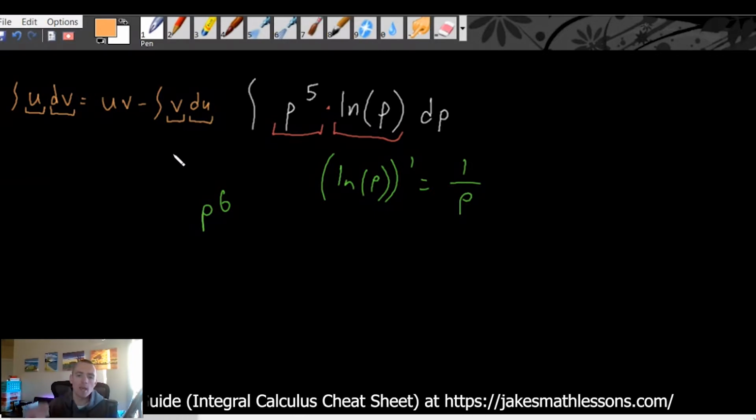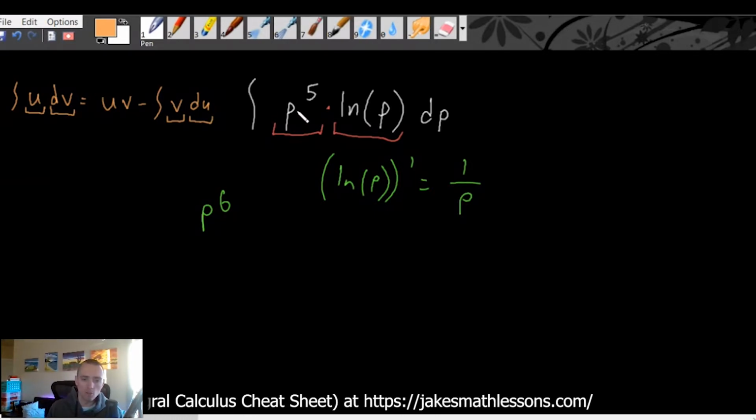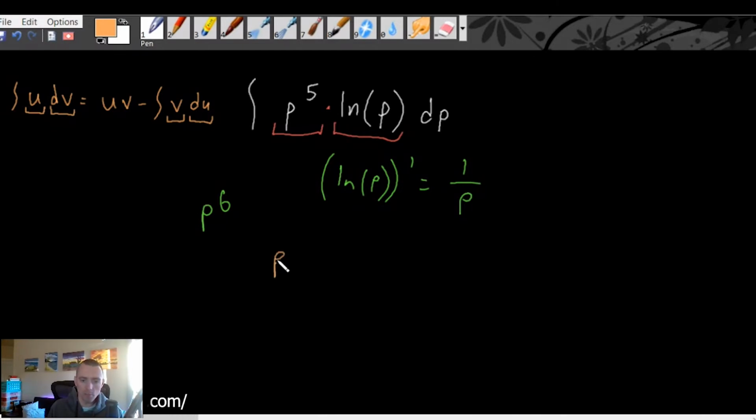Just looking ahead a little bit, the integral of p to the fifth being some constant times p to the sixth, multiplying that by the derivative of ln p, which is 1 over p, those are going to simplify down into just a p to the fifth term, which should be pretty easy to integrate. We can do that just using the power rule. So let's see how this actually plays out.